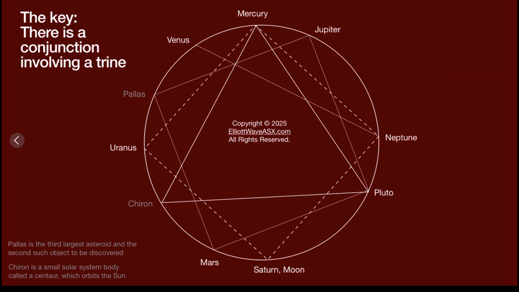Now I haven't actually seen Pallas and Chiron mentioned in Gann's work, but there's notes down the bottom about them. But I thought it'd be interesting to put them on the chart because they help form the second square, and of course Chiron actually helps form the grand trine. But the key is that there is a conjunction, a Saturn-Moon, involving a trine, so it's squared to Neptune, trine Venus, and it's also squared Mercury. That's the key pattern.